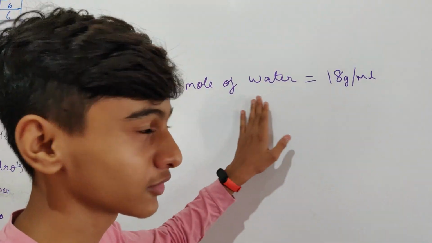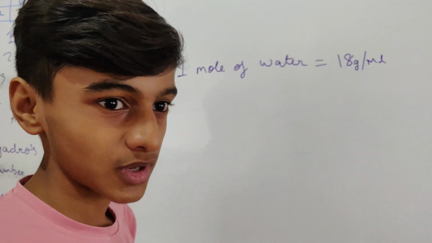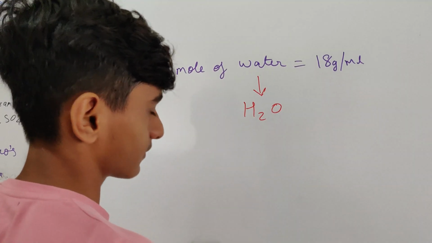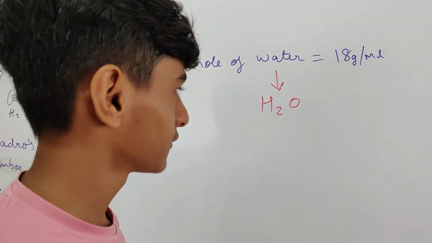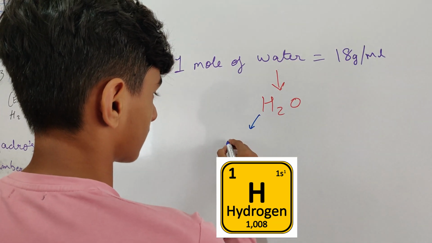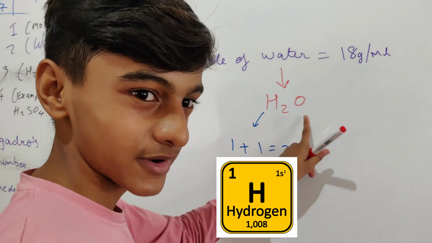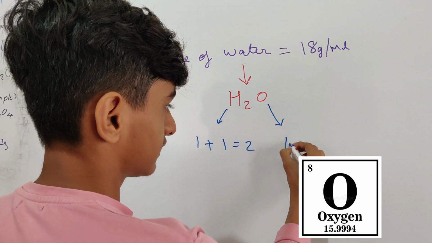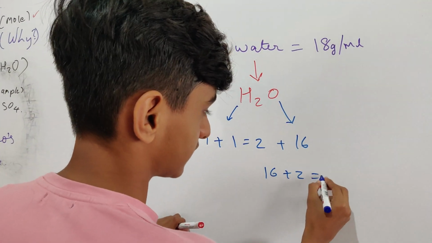So I know that 1 mole of water equals 18 grams or milliliters. So let me prove it to you. We know water is H2O, where there are 2 atoms of hydrogen and 1 atom of oxygen. And if you look into the periodic table, we know that the atomic mass of hydrogen is 1, and we have 2 of them, so 1 plus 1 equals 2. And if you look at oxygen in the periodic table, we know the atomic mass of that is 16. So now we add those both, and we have 16 plus 2, which is 18, and that's how we got that.